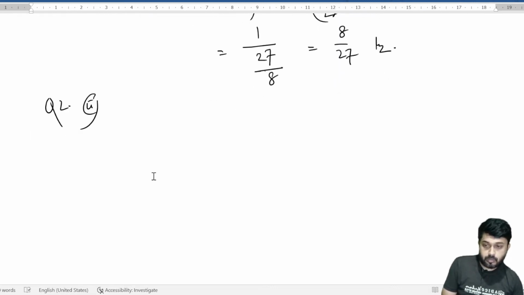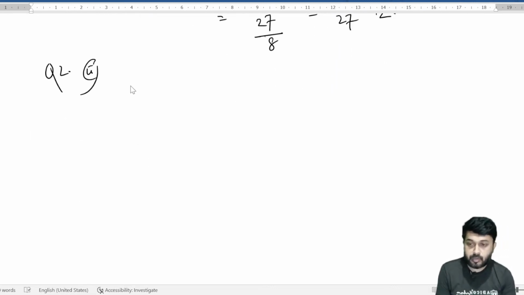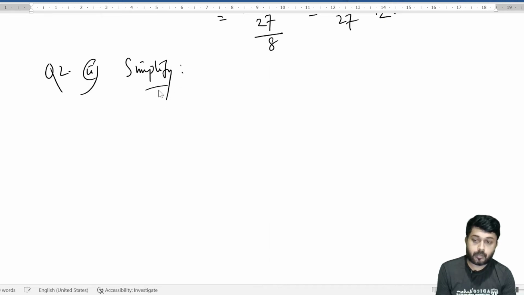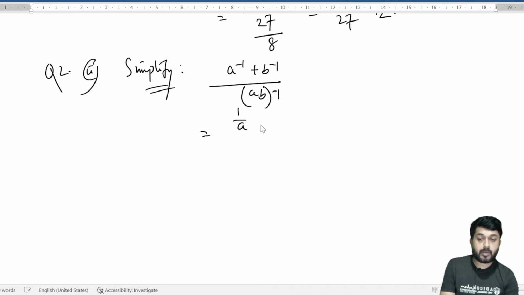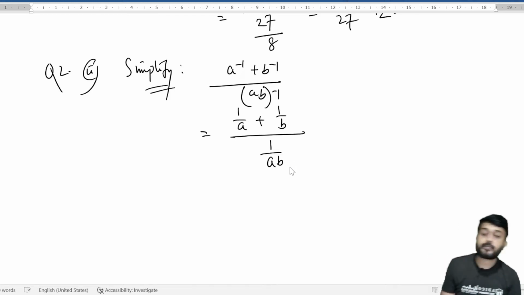What is that? Same thing, simplify. What have we been asked to simplify? (a to the power 1 plus b to the power 1) by ab, whole to the power minus 1. a to the power 1 means 1 by a, b to the power 1 means 1 by b, and ab to the power minus 1 means 1 by ab to the power plus 1, right?